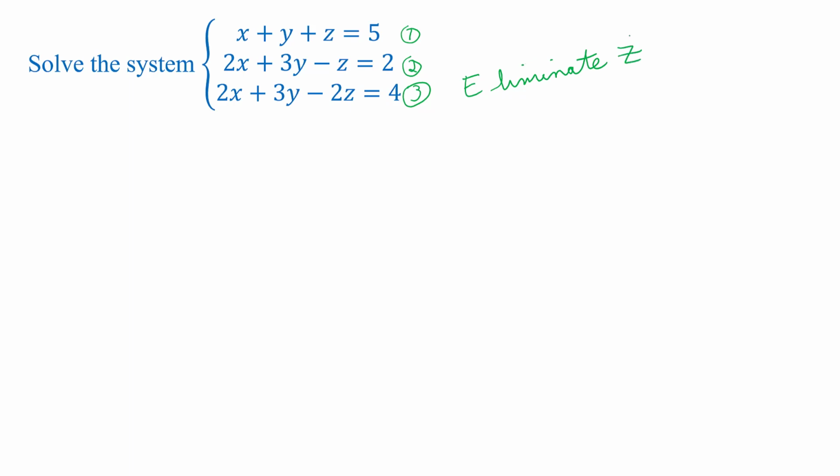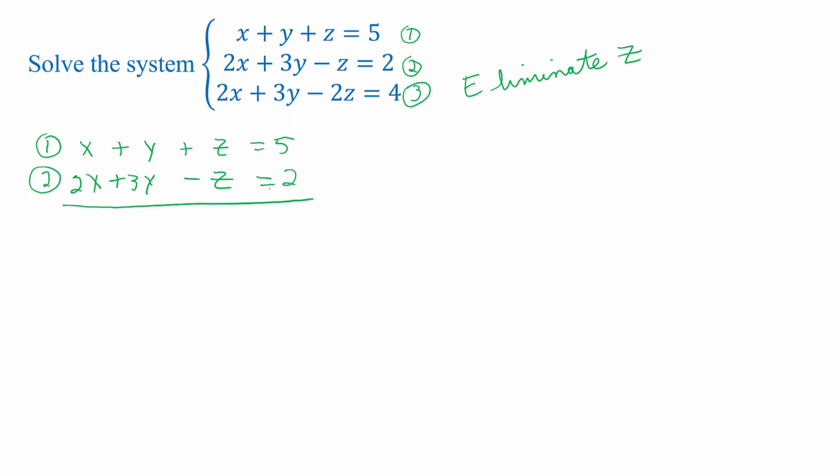And what I'll do to eliminate z is, first of all, I need 2 different pairs of equations to work with here. If I look at equation 1 and 2 and add those together, those look good. It looks like z will just disappear from those 2 equations if I add them together. So I have x plus y plus z equals 5 from equation 1, and then 2x plus 3y minus z equals 2, equation 2. Add these together to get 3x plus 4y equals 7.